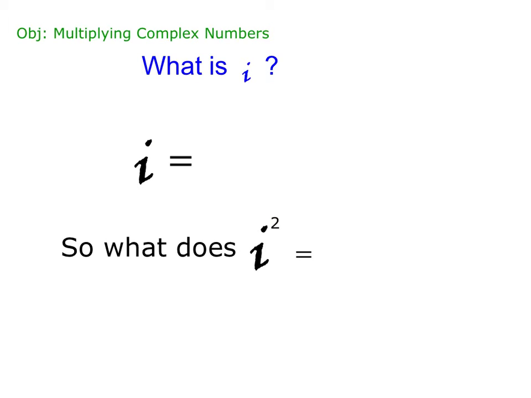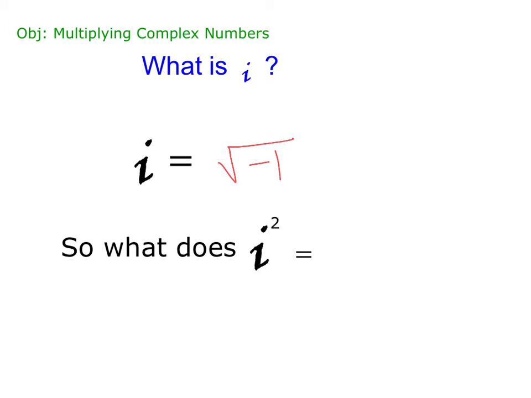Okay, so we talked about this yesterday. What does i equal? Who remembers? i is the square root of negative 1. Okay? i is that imaginary number, the square root of negative 1. And that's kind of like its definition.